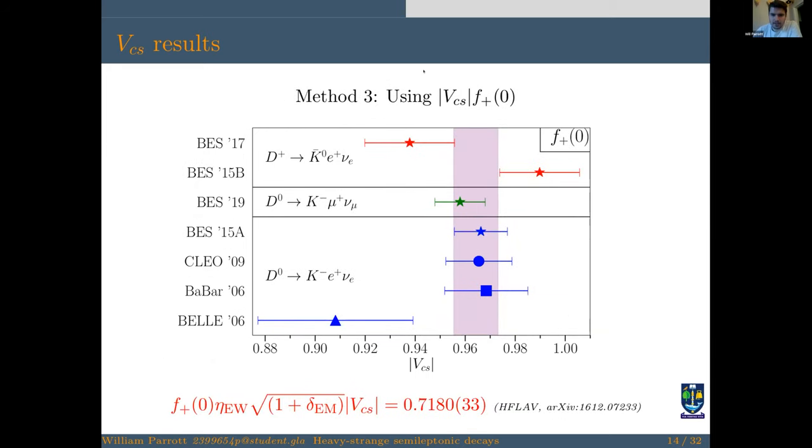The third is to use this V_cs times the vector form factor at q squared naught. We've obviously calculated this, so we can just take this value, which is determined experimentally, and averaged helpfully by HFLAV, and divide through by f plus to obtain V_cs. Again, slightly different combination of experiments, three channels available here, and again, a consistent result.